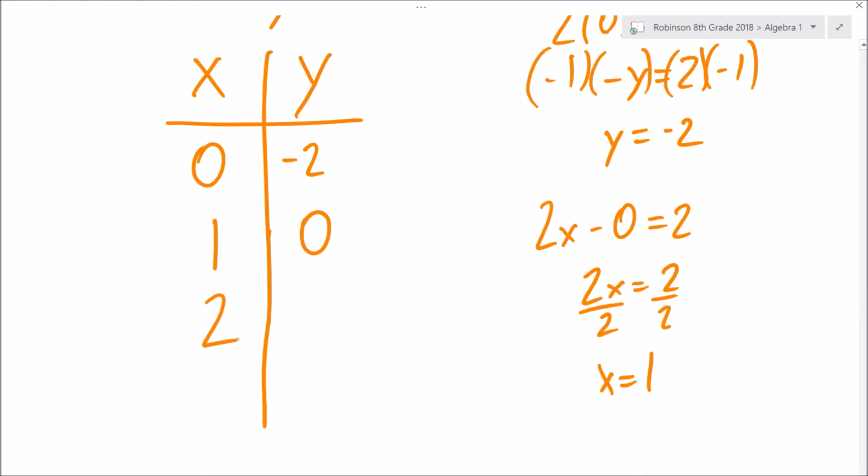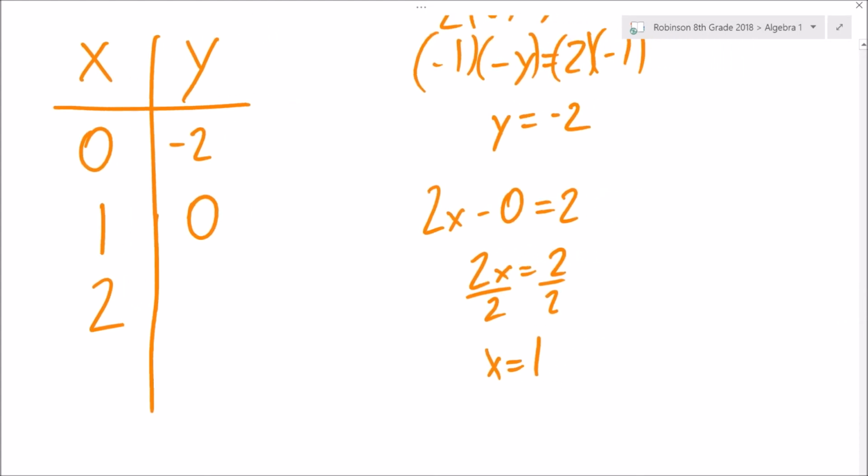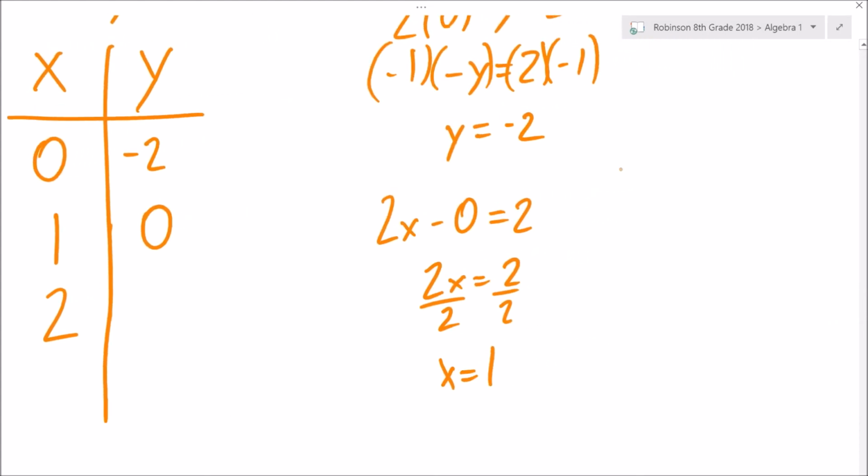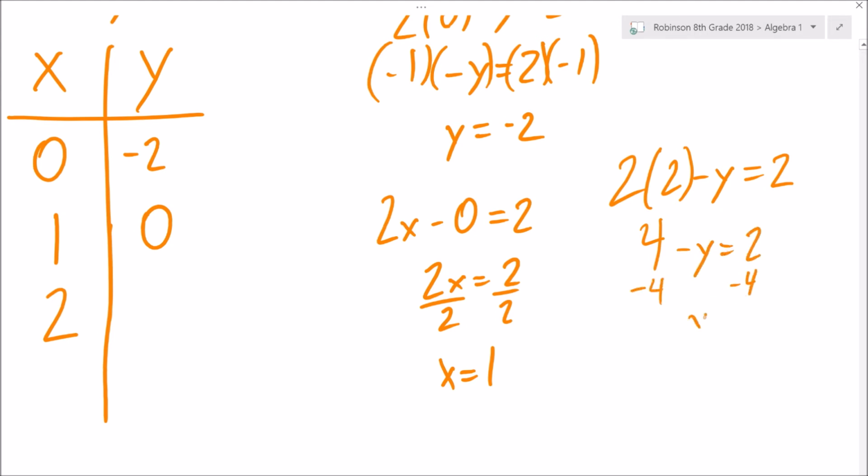What about when x is 2? If I do that, then I get 2 times 2 minus y equals 2. This is 4 minus y equals 2. So I'll subtract 4 from both sides. Negative y will be equal to negative 2. Then I divide by negative 1 or multiply by negative 1, and I get y equals positive 2.